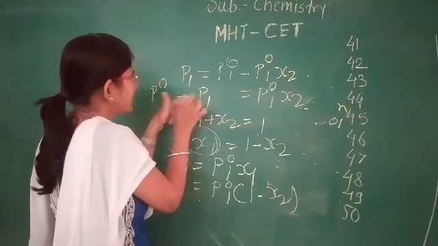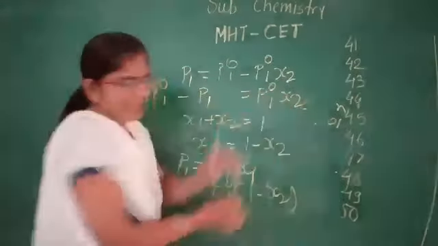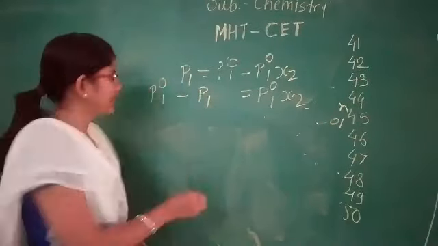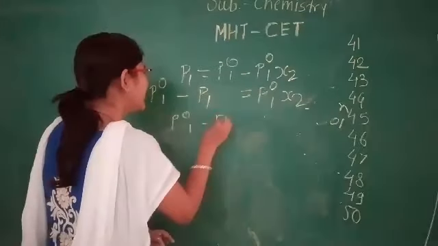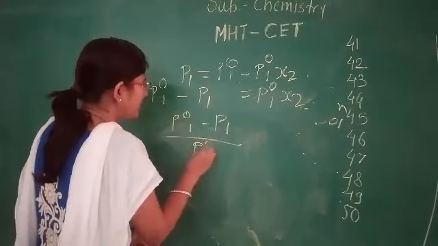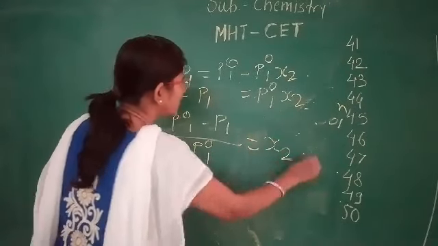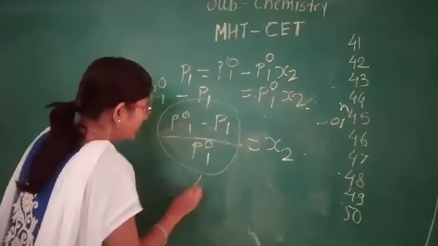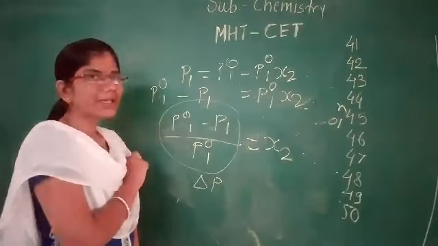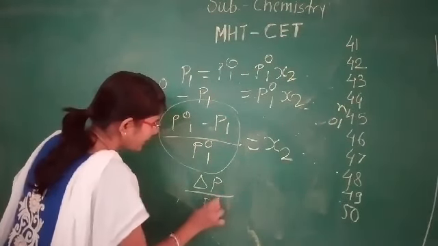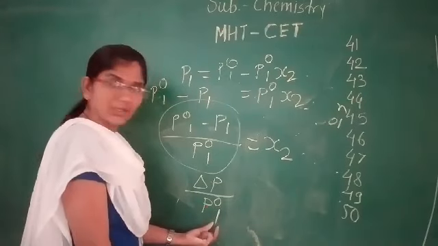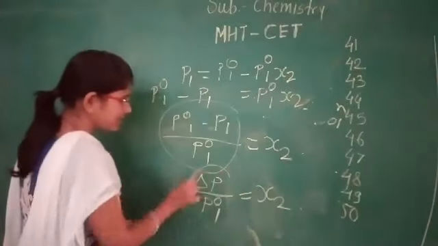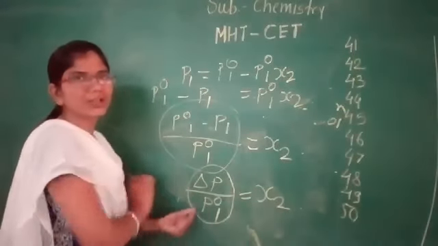P01 minus P1 which is equal to P01 x2, आणि मग जर सिमिलर टर्म आपण एका बाजूला घेतल्या तर इथे काय येणार आहे P01 minus P1 divided by P01 which is equal to x2, and this is called as P01 minus P, means the delta P, that means the lowering of vapor pressure, divided by P01, the vapor pressure of a pure solvent, and this is called as relative lowering of a vapor pressure.